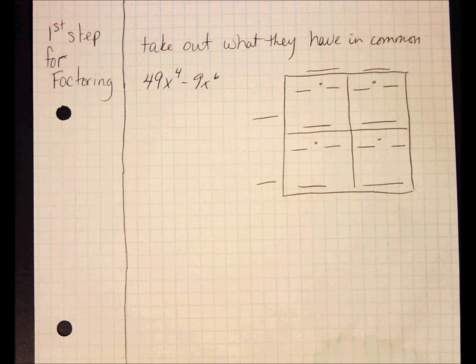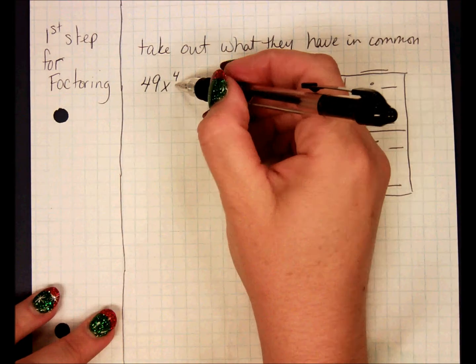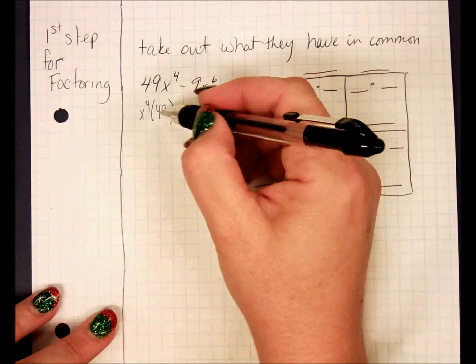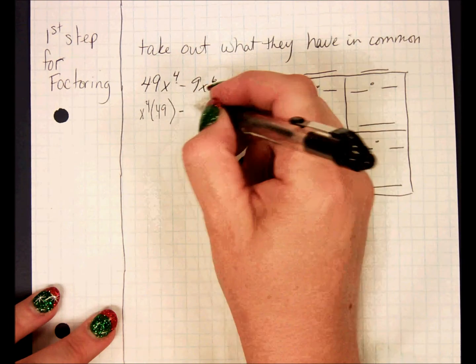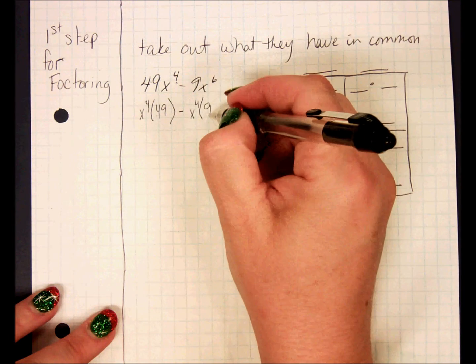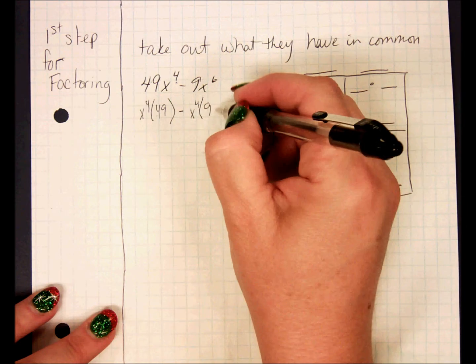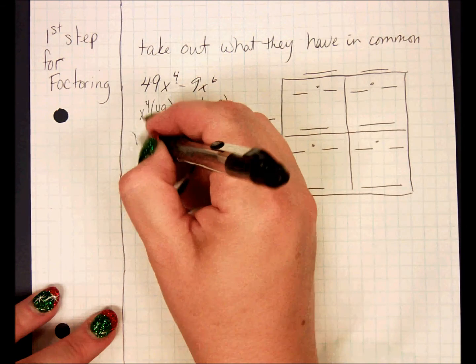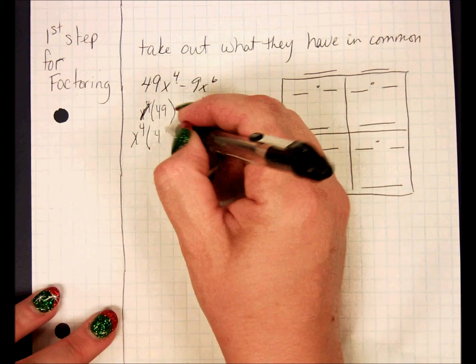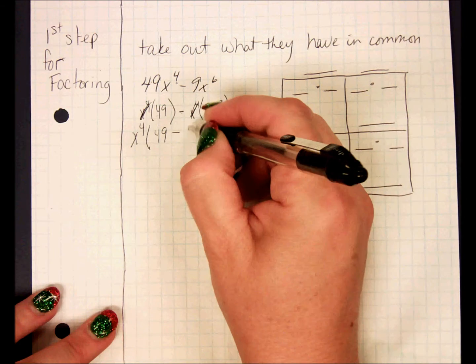So look at the x's. One has 4 x's and one has 6 x's. I'm going to factor out 4 of those x's because they both share at least 4. So this one's x to the 4th times 49. So 49x to the 4th works out, minus x to the 4th. And what am I left with? Oh, I don't have the 9. I have 4 x's, but I need 6, so I need 2 more. I'm going to set this aside over here, and I'm left with 49 minus 9x squared.